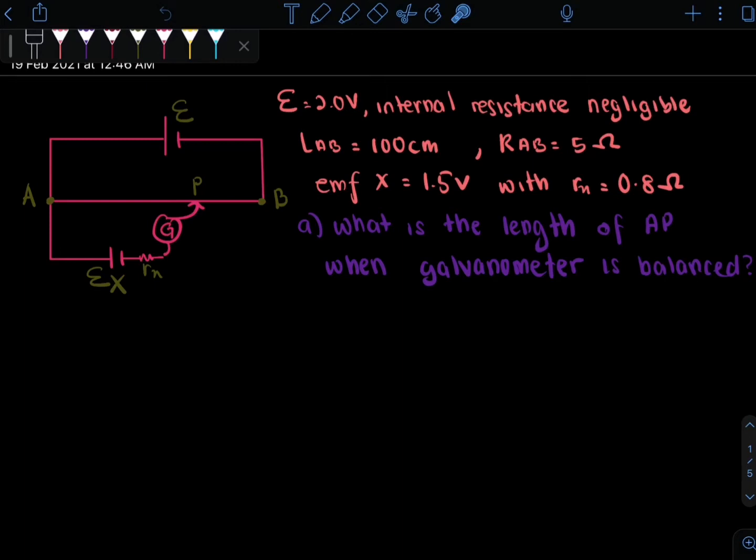So the first question is, what is the length of AP, panjang AP ini, when the galvanometer is balanced? So we know bila dia cakap galvanometer is balanced, maksudnya the I here reach 0, which indicates that the potential across AP akan sama dengan potential across sini. Let's say saya panggil ini CD. So potential across AP akan sama dengan potential across CD.